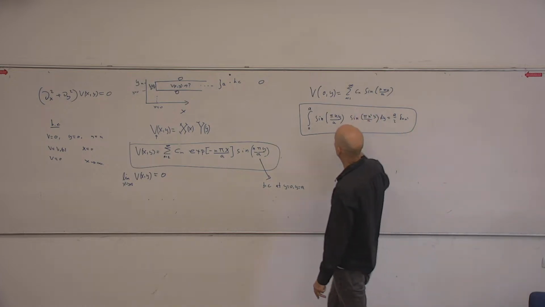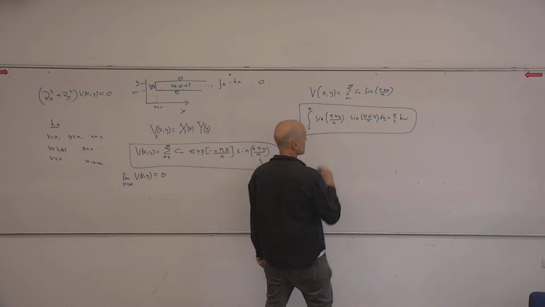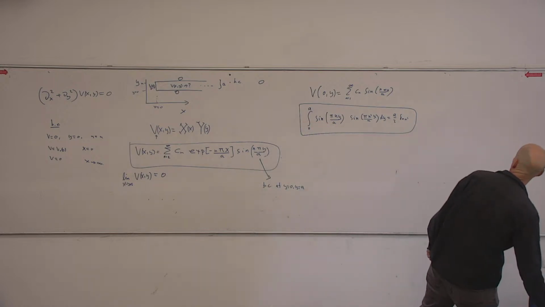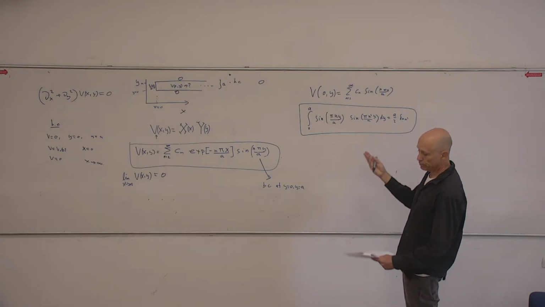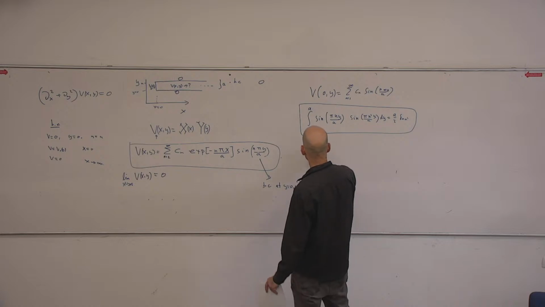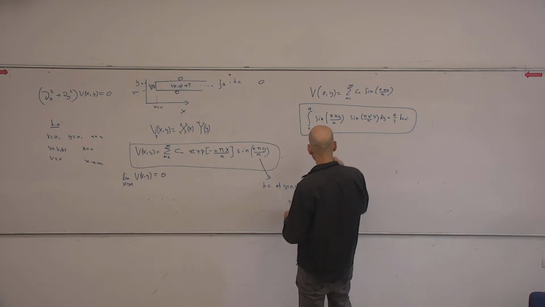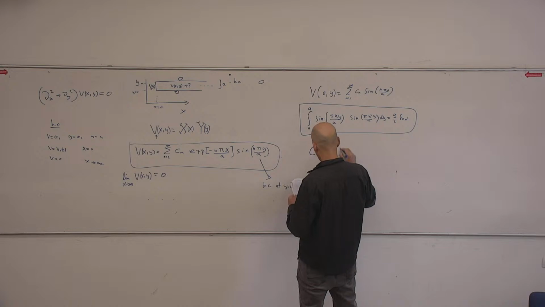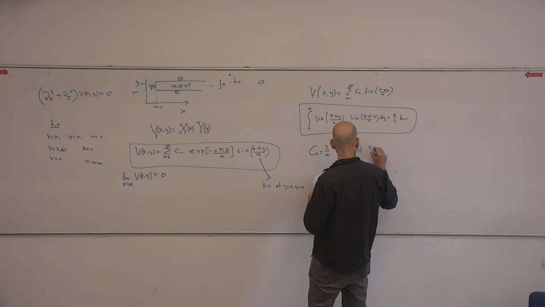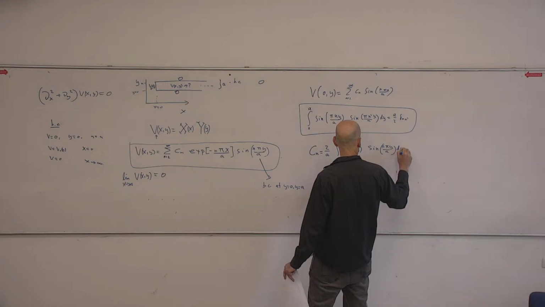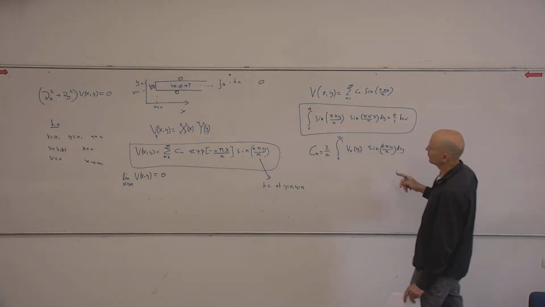So from this orthogonality relation, I can find these Cn's by an integral. Of course, I did not say what V0(y) is, so I need to present the solution as an integral. So Cn, by this well-known technique, is 2 over a times the integral of V0 of y times sine n pi y over a dy. And you see these coefficients.